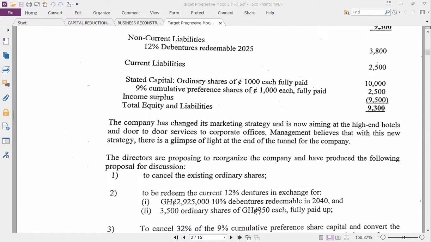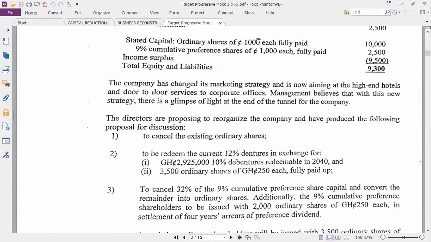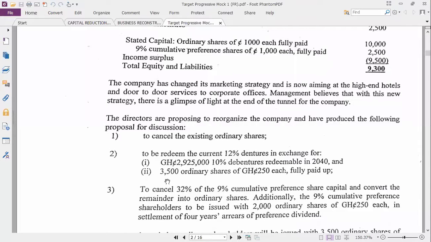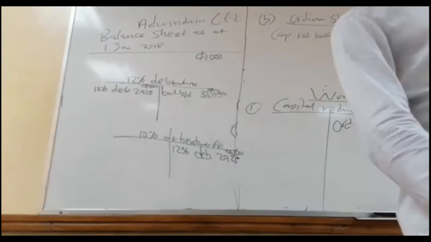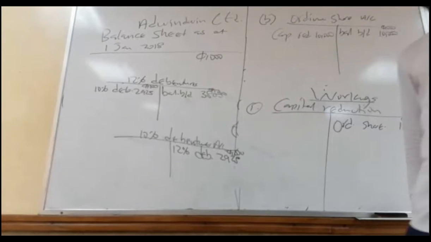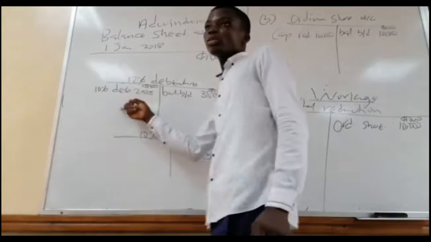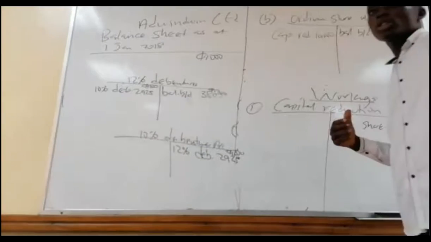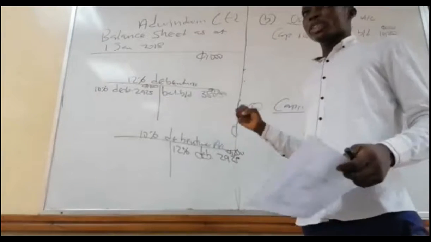But each of them, the value must be what? 250 cedis. So what will be the amount that we are going to give to them? Multiply 3,500 by 250. Great. If you multiply 3,500 by 250, we are paying that debt with ordinary share capital. That's 800 and what? 875,000. Perfect. So that means it must be moved from the same account to where? Ordinary share account, because we are redeeming it with shares.